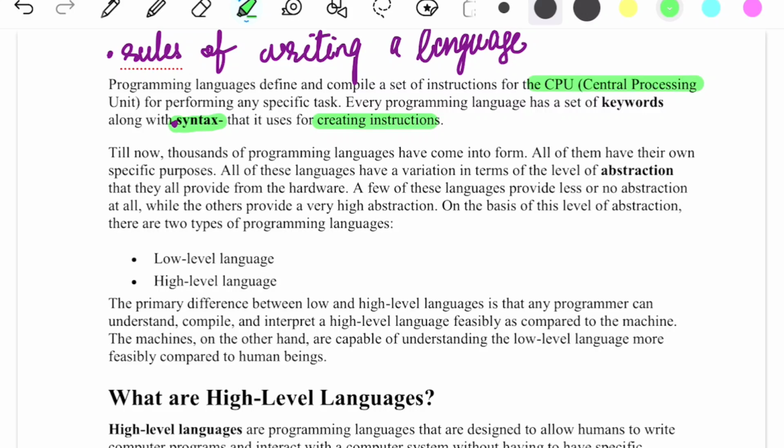All of them have different specific purposes. Now when we talk about the level of abstraction, it is actually how much hardware knowledge we need to know. So for high level languages, we require very little information about the hardware.